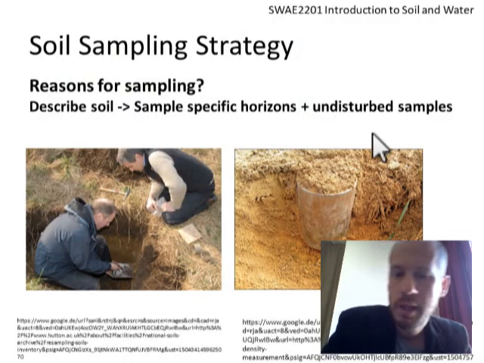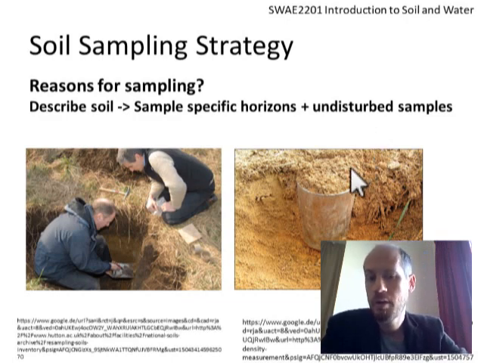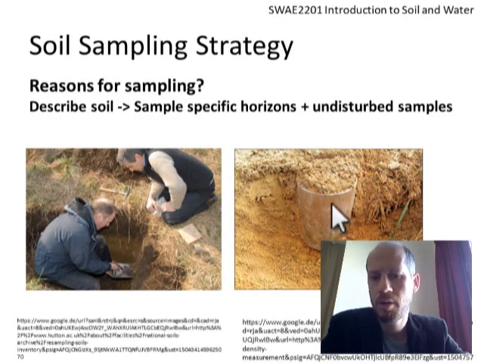When you think about soil sampling strategies, you first have to think about the reason why you're sampling. If you're sampling to describe a soil profile, you want to sample each horizon individually, take fresh soil samples, and also take volumetric samples for bulk density.